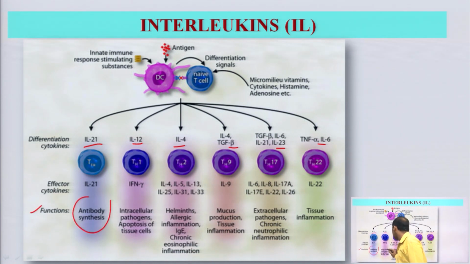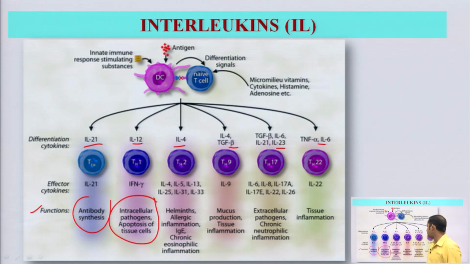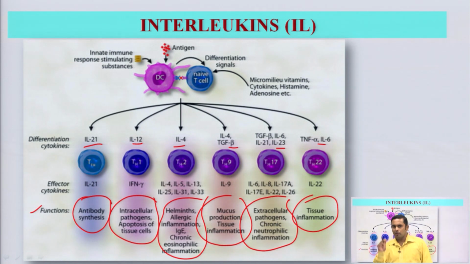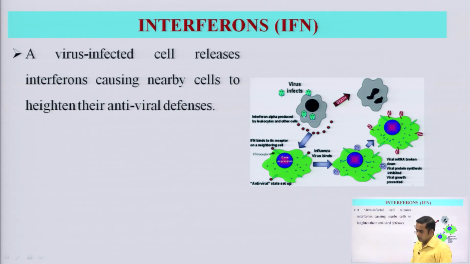So, antibody synthesis, then intracellular pathogen apoptosis, and then various allergic reactions, mucus production, extracellular pathogens, or tissue inflammation. So, these are various functions. Now, you may be thinking, sir, you have told us they work like messengers, so how do they do these kinds of functions? See, when it sends its message to the other cell, during that course such activities will happen.